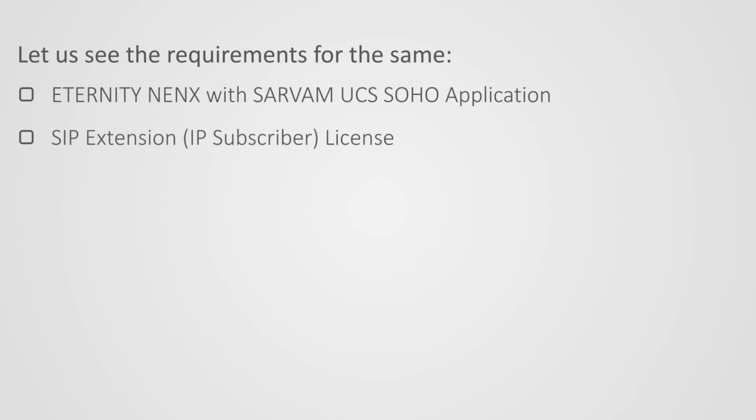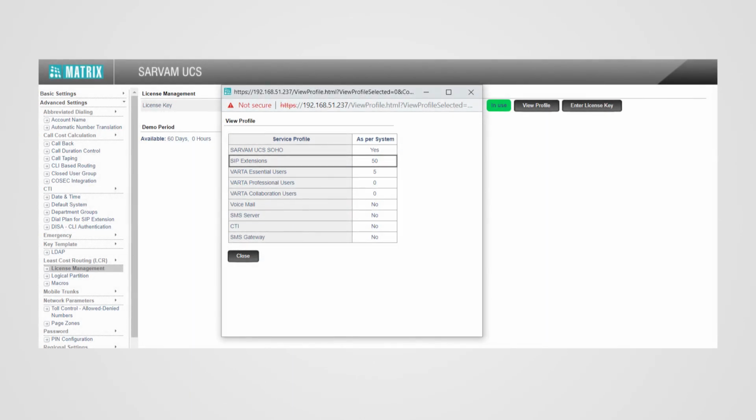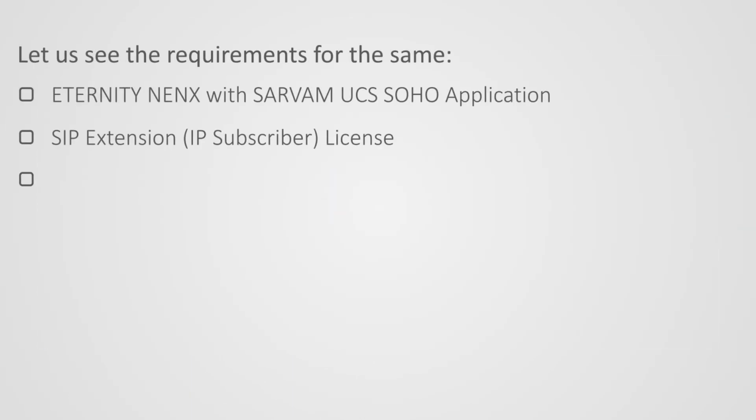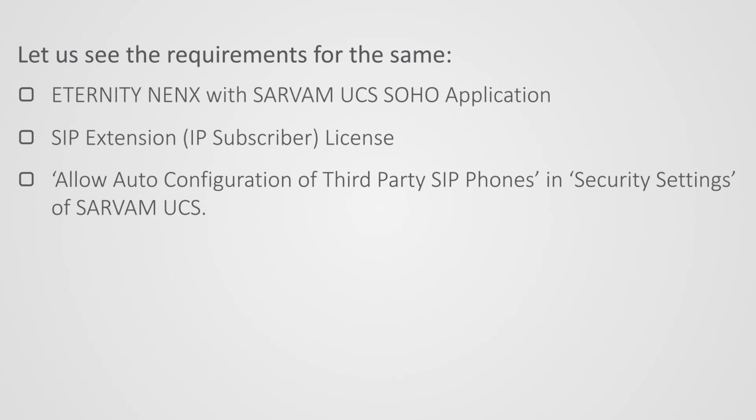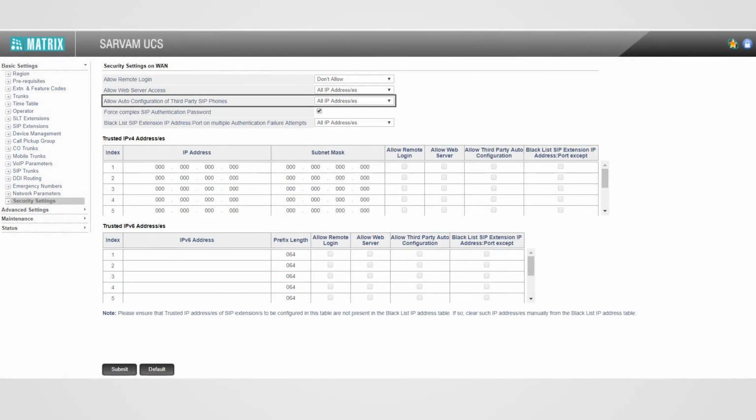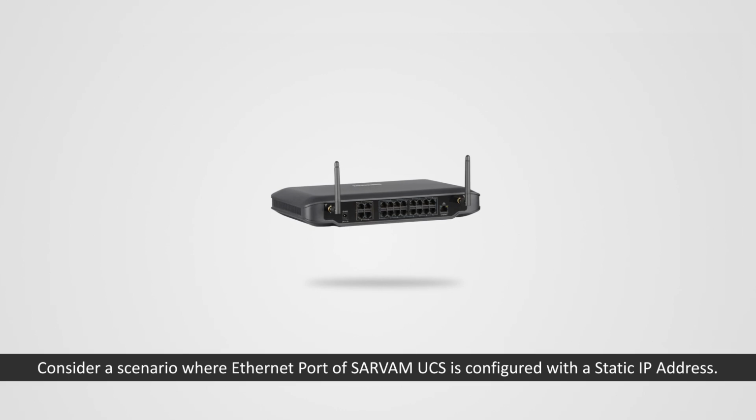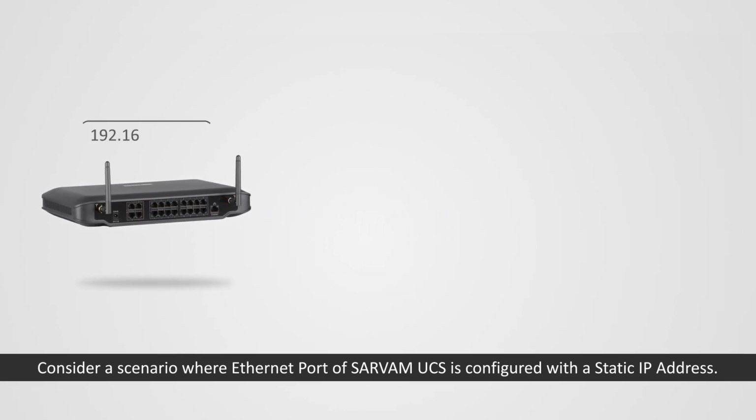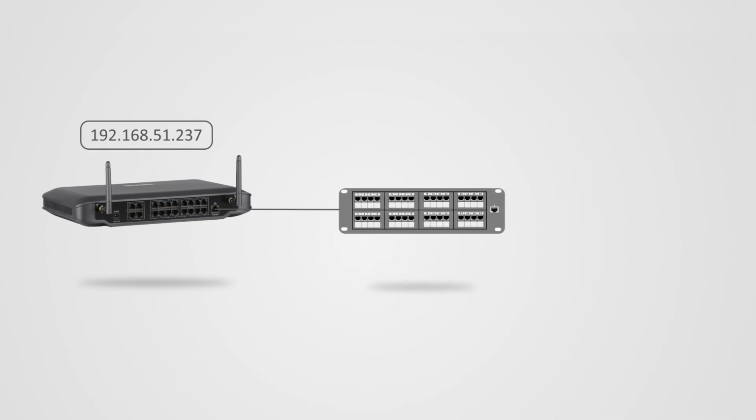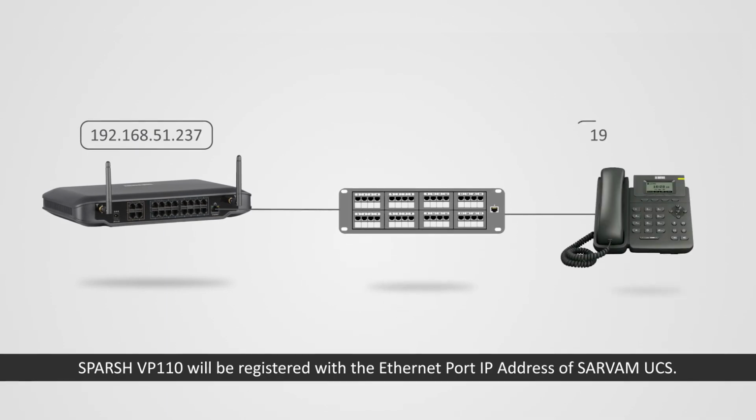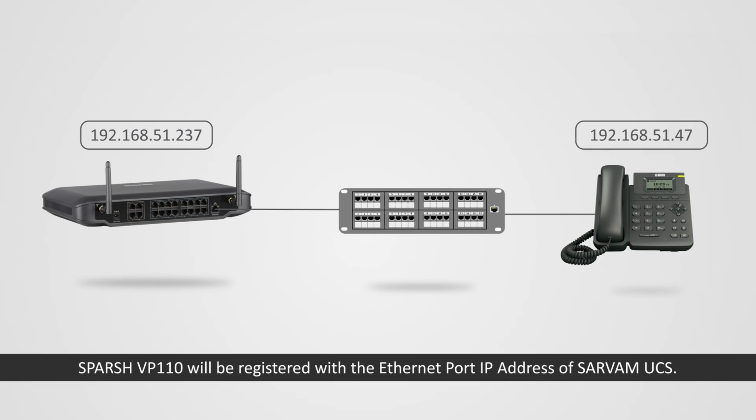SIP extension, IP subscriber, license. Allow auto configuration of third-party SIP phones and security settings of SARVAM UCS. Consider a scenario where the Ethernet port of SARVAM UCS is configured with a static IP address. SPARSH VP110 will be registered with the Ethernet port IP address of SARVAM UCS.